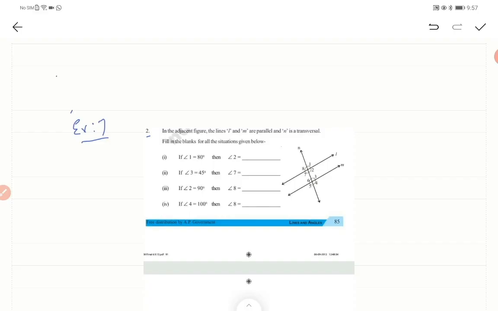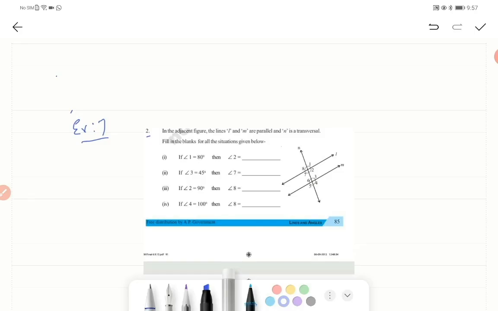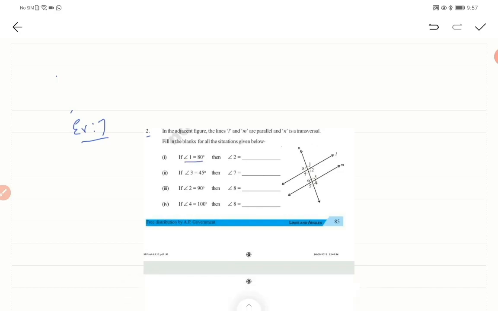What they've given in the adjacent figure are lines L and M, which are parallel, and N is a transversal line intersecting at 2 points. They have asked us to fill up the blanks for all the situations given below. In the first bit, angle 1 is given as 80 degrees, and they're asking us to find angle 2.